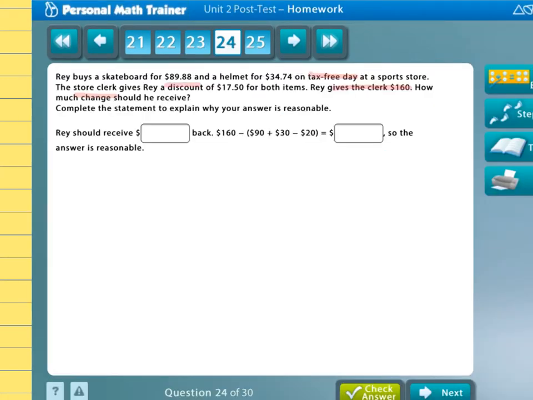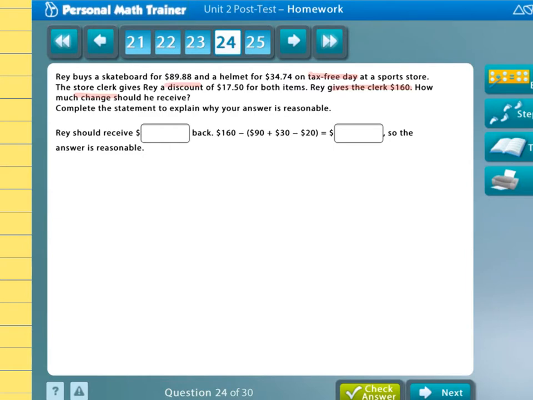Alright, we're in a multi-step problem here. It's going to be a little bit difficult, so let's take our time to unpack this. Ray buys a skateboard for $89.88, a helmet for $34.74. It's tax-free, so you don't have to pay anything extra for tax, but they get a discount of $17.50 for both items. Ray gives the clerk $160.